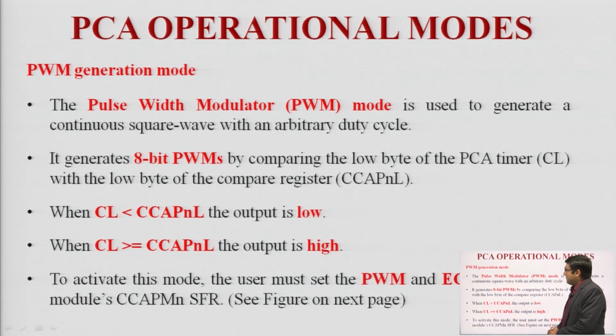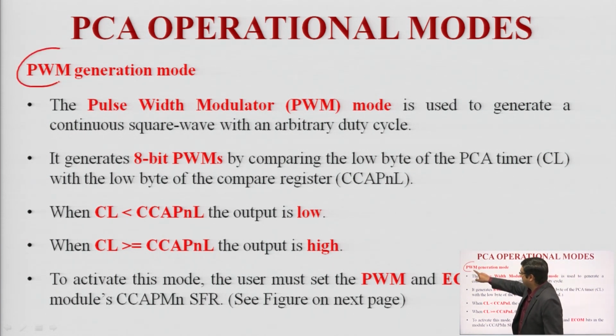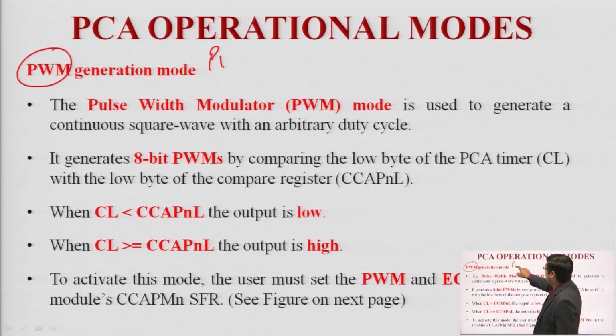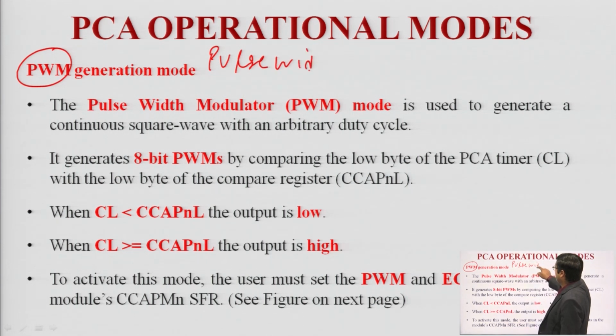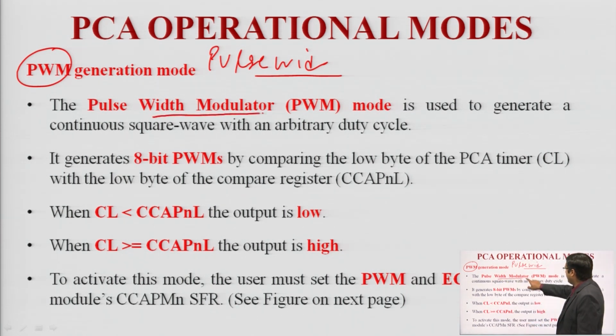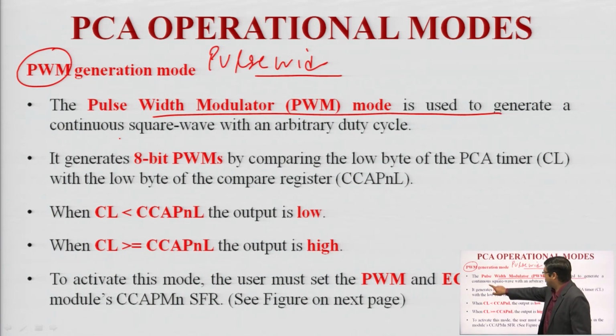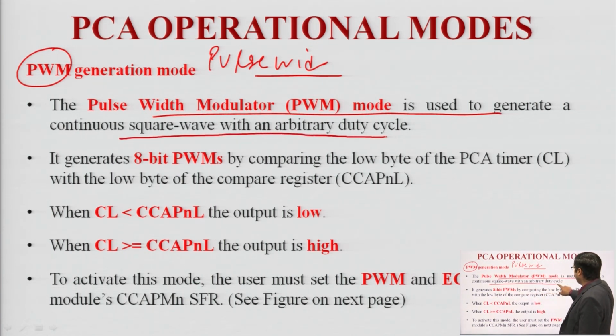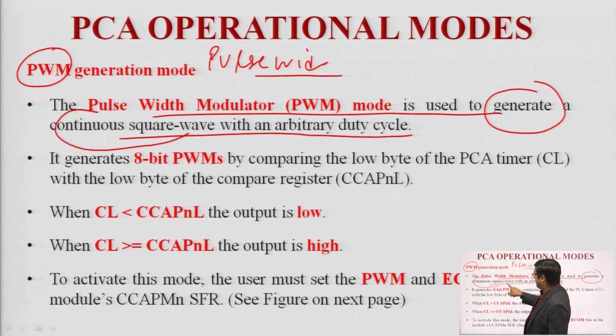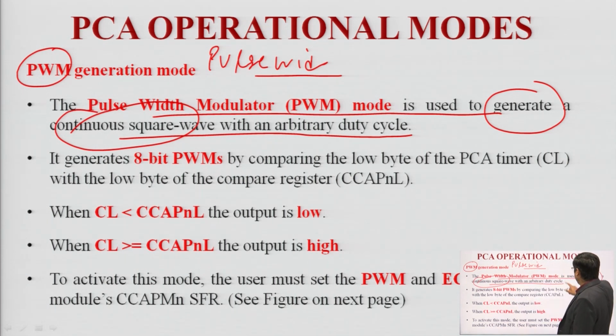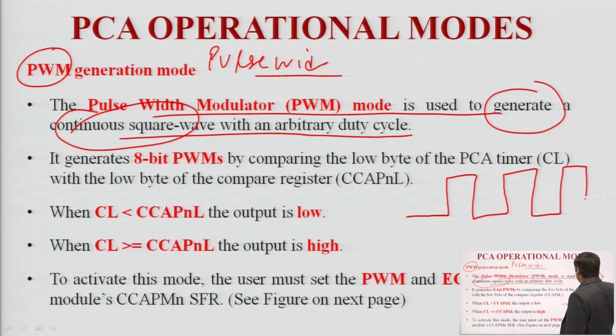PWM generation mode. PWM, as the name implies, stands for pulse width modulation. This is one of the operational modes of the PCA timer counter. The pulse width modulator mode is used to generate a continuous square wave with an arbitrary duty cycle. Continuous square wave means it has no break and works in a continuous manner.